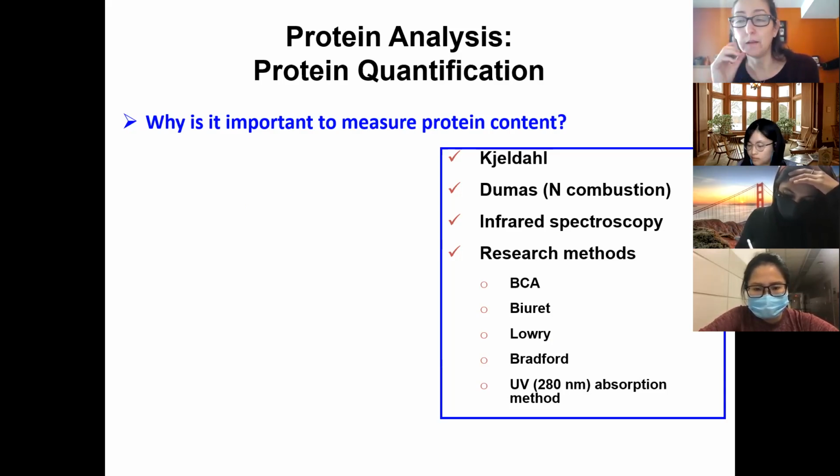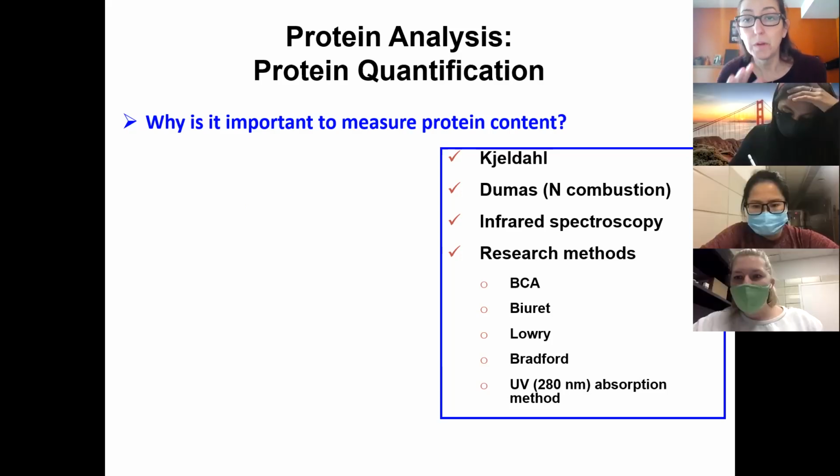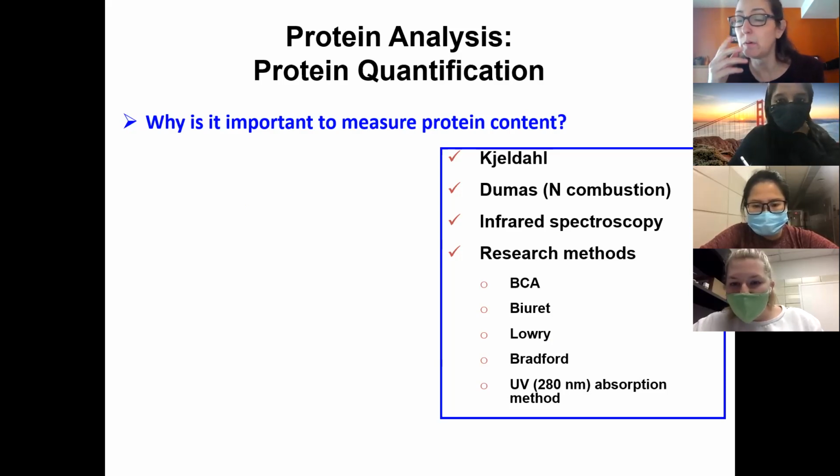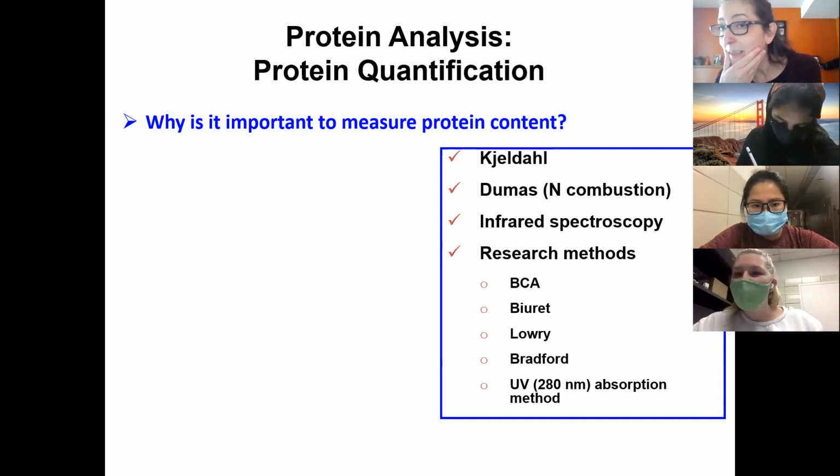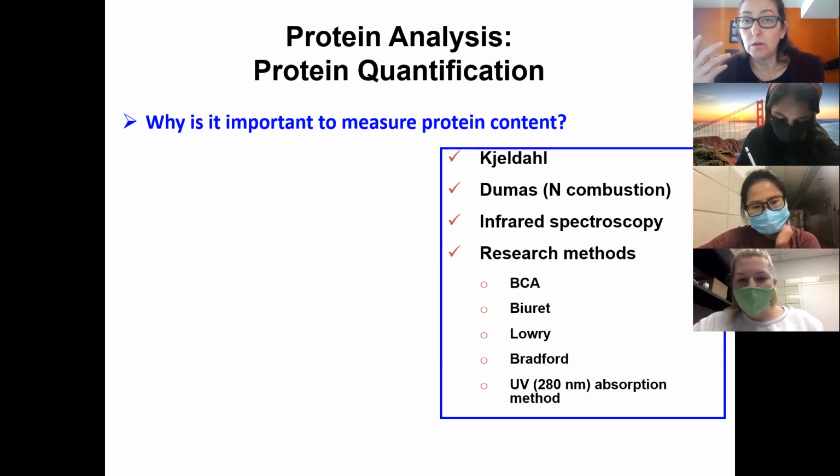But all of these research methods require running a standard and having a standard curve, basically. So the next slide has a summary on these methods that summarizes their principle, sensitivity, and so on. But before I go to that next slide, why do we care about protein content? Can you give me examples as to why we want to measure protein content?